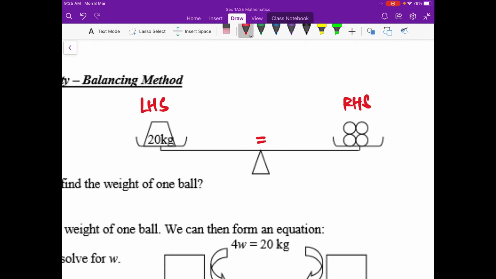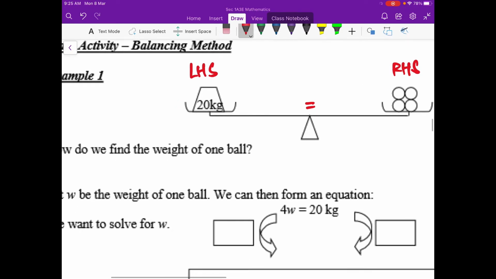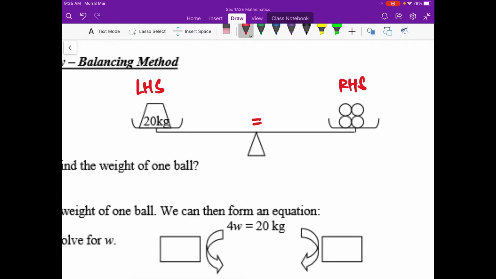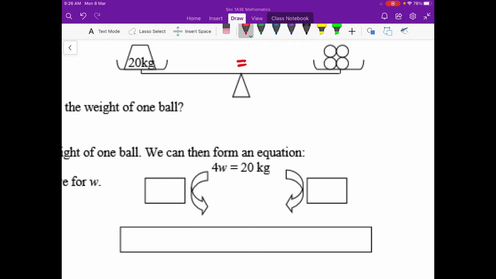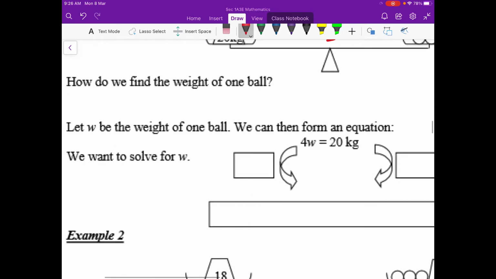Alright? Now, how do we find the weight of one ball? I've got 20 kg, it's the same as the mass of 4 balls. What about the mass of one ball? What should we do? Divide by what? So in this blank, for W, where W is the weight or the mass of one ball, okay? Let W be the weight of one ball. For W equals to 20.